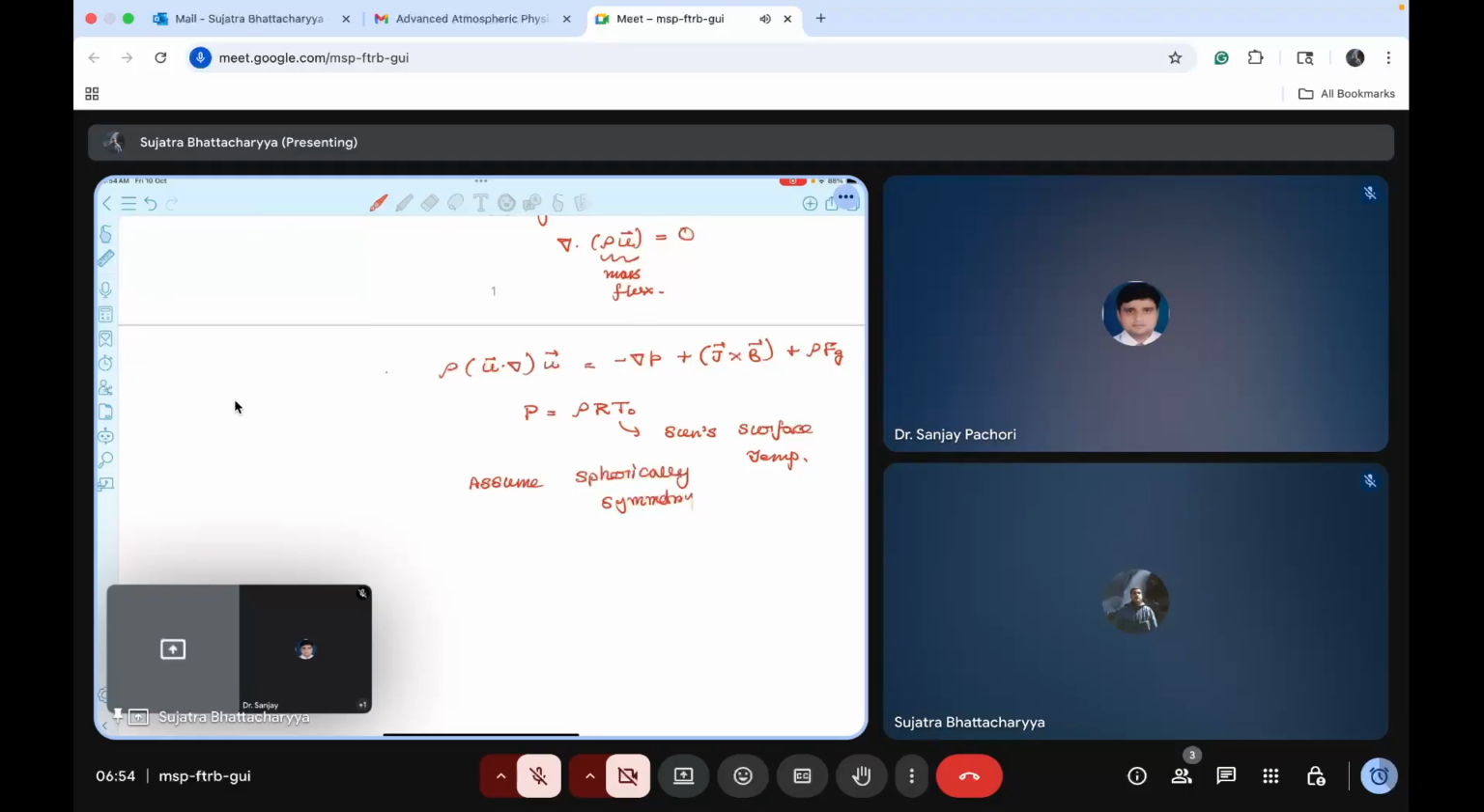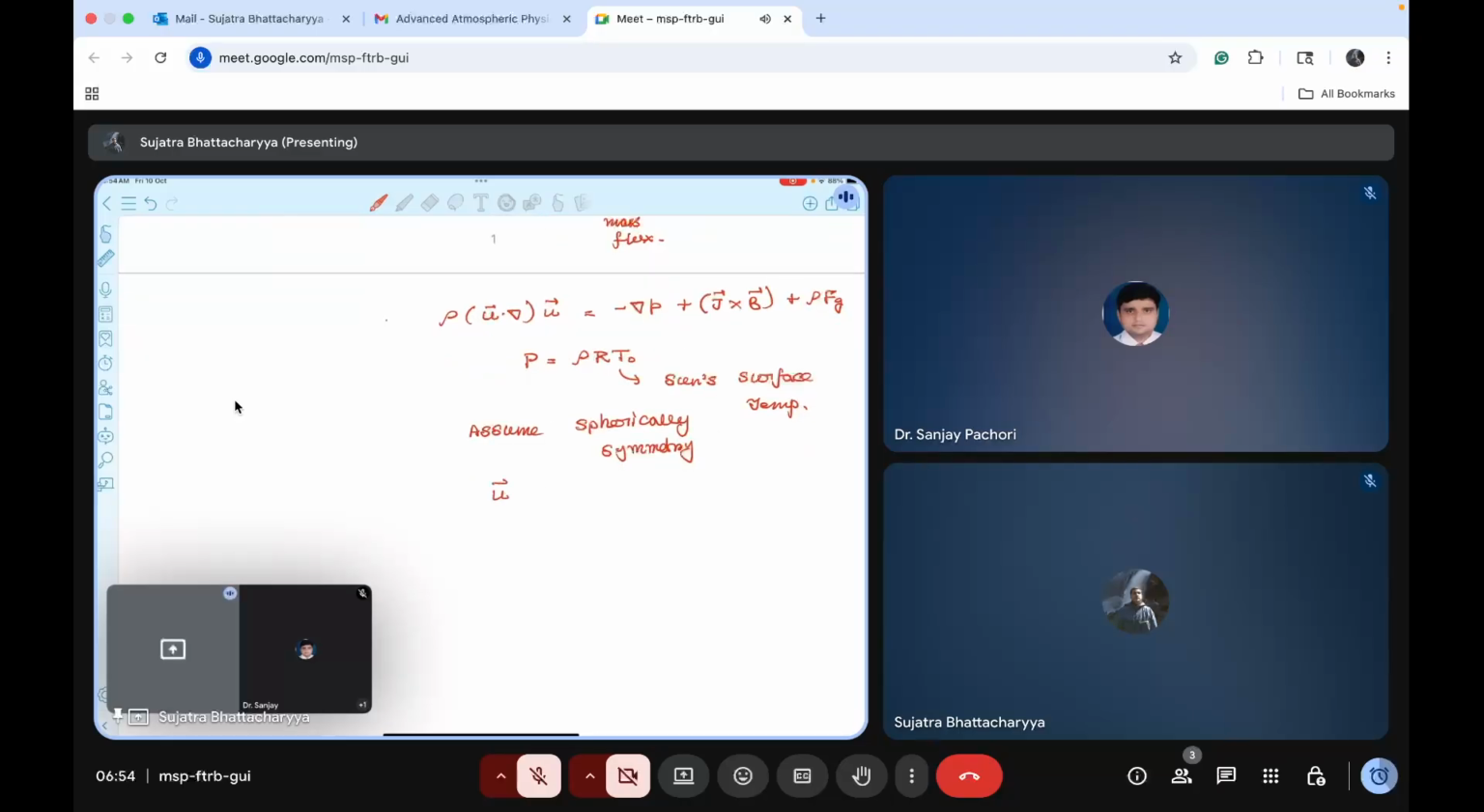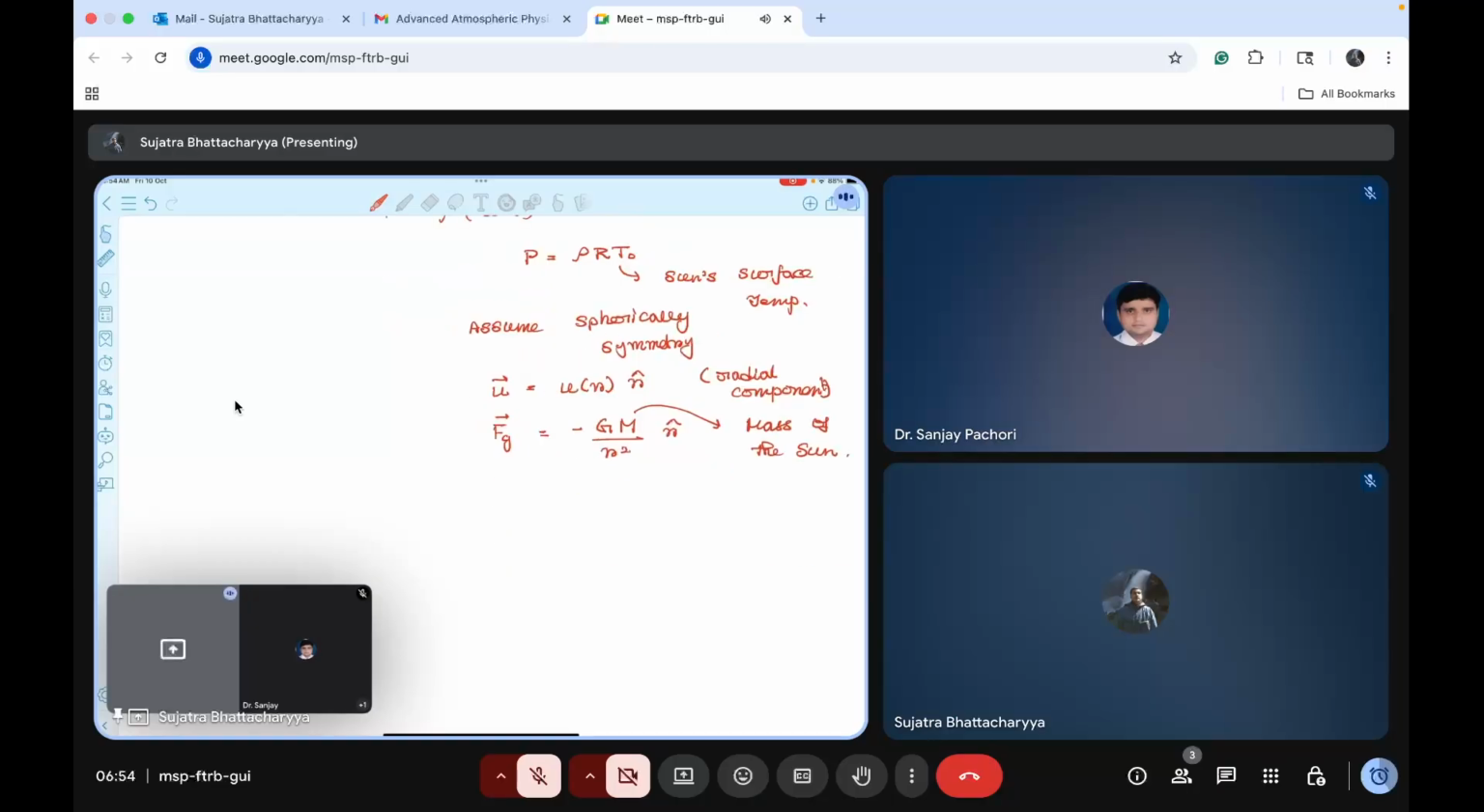Purely radial component. So U will be assumed to be u_r r hat, only in the radial component. This is one of the assumptions we have written. What is the gravity g? You can write this as minus G M divided by r square, where M is the mass of the sun.